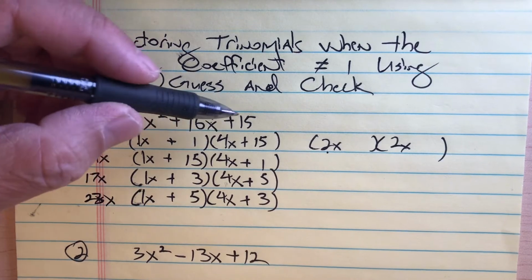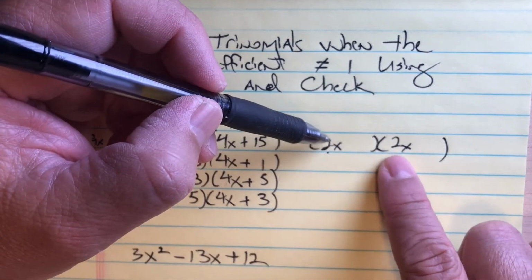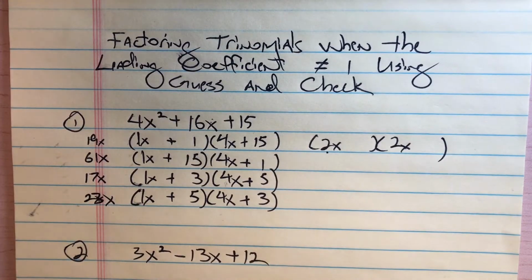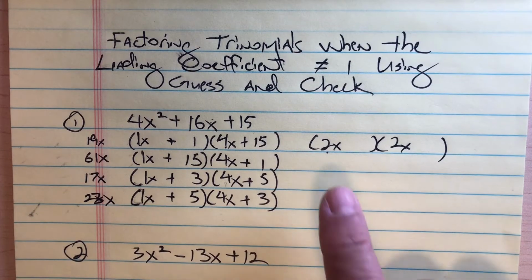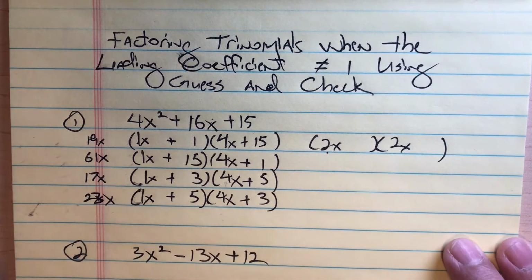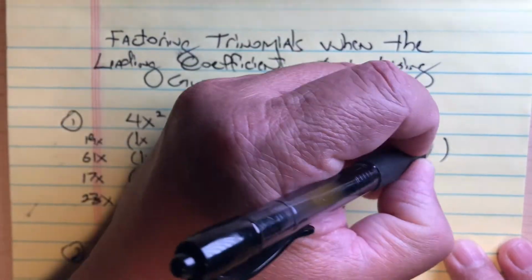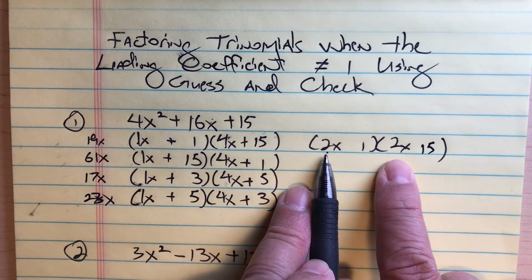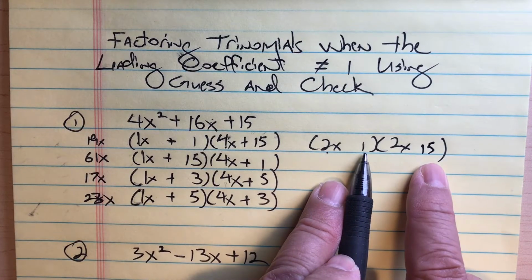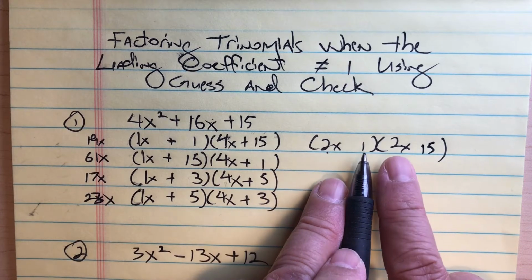Which means that this does not factor into 1x times 4x. It's going to be 2x times 2x. If anything, maybe the trinomial is not factorable. That's always an option. Maybe it doesn't factor. But let's try 2x and 2x. To get this 15, it's going to be 1 times 15. But because these are the same, we don't have to try 15 and 1, because this will be 30 and 2.